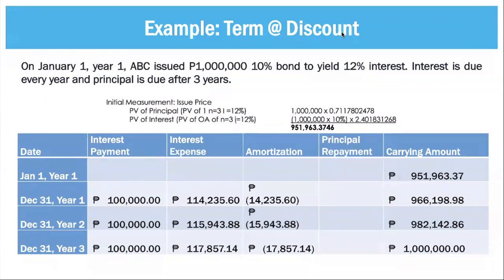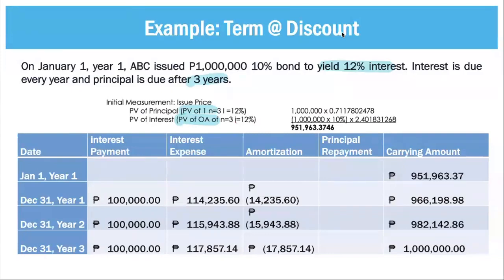So sabi natin, pagka term bond yan, ang gagawin mo, yung PV of principal, we use your PV of 1. And PV of interest, we use your PV of OA of 1. So since we have here 3 years term and our yield rate is 12%, we use your 12% as our interest rate. So to get for the PV of our principal and interest, so we have 0.7117 for PV of 1, N is equal to 3, I is 12%.